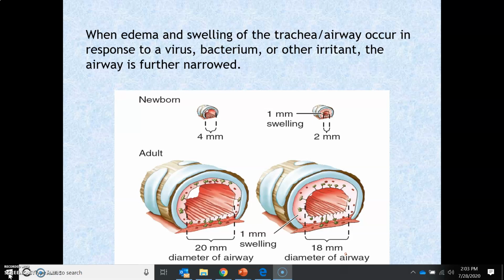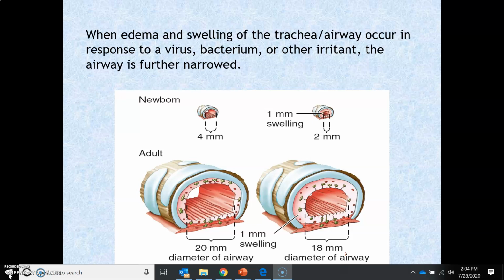Up top, you have a newborn airway that's roughly 4 millimeters in diameter. Below that, you have an adult that's roughly 20 millimeters in diameter. And then you have on the other side what happens with swelling or edema of the airway. So in that newborn, you see that 1 millimeter of swelling reduces the actual airway down to 2 millimeters, and in an adult, it decreases it down to 18 millimeters. The point here that you need to understand is although both airways are narrow and constrictive, the adult has a better ability to compensate with that than the newborn.